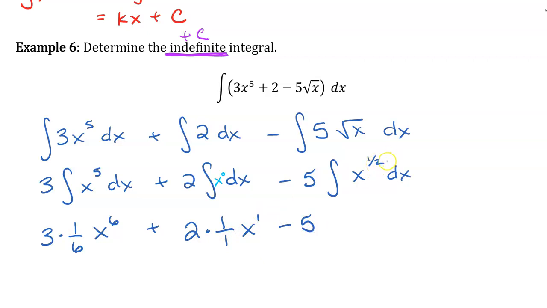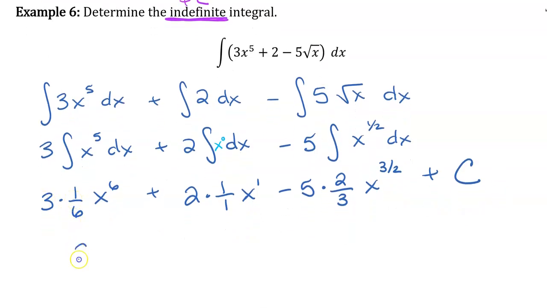5, going up a power, 1/2 plus 1 is 3/2. But when you are dividing by a fraction, you end up multiplying by its reciprocal. So instead of dividing by 3/2, I'm going to multiply by 2/3. x to the 3/2. Have our arbitrary constant. And now let us simplify. So 3/6 is 2, plus 2x minus 10/3 x to the 3/2 plus c. And there we are.